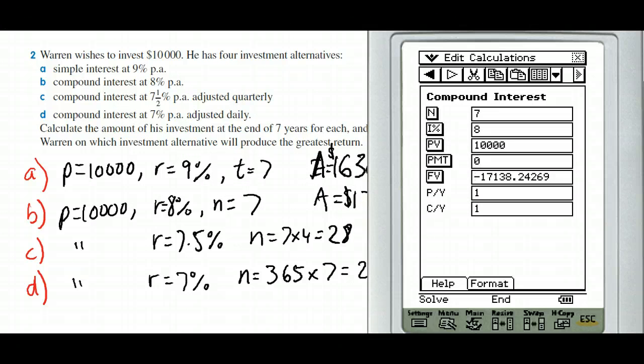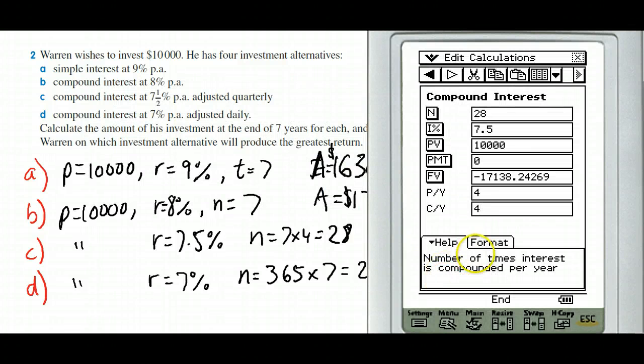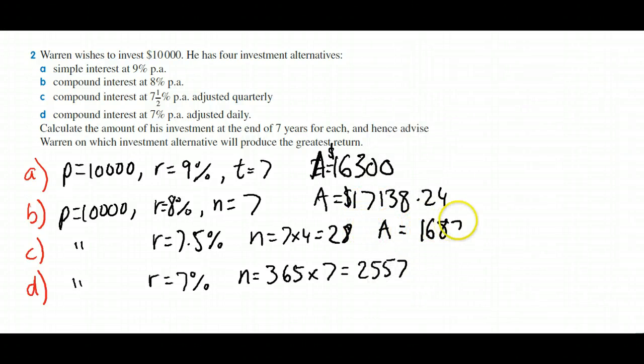For the third one, we've now got 28 compounding periods. The interest rate drops down to 7.5%, and we've got to change this to 4 and 4. Remember, these are the amount of compounding periods per year. Okay, so when we calculate for that, we get $16,822.61. Okay, so that one's a little bit smaller than the last one, but still bigger than the first.